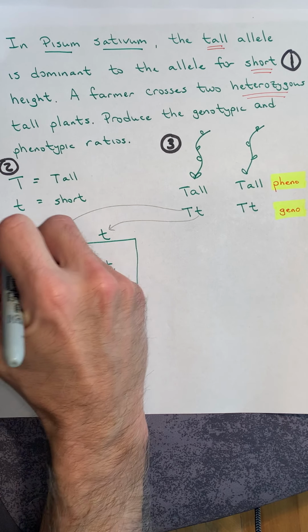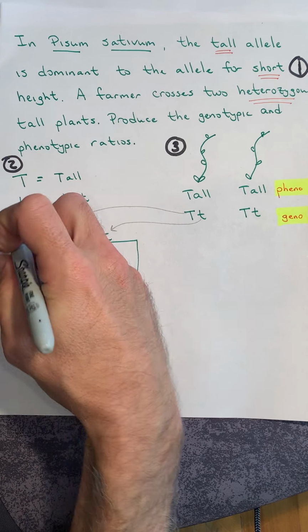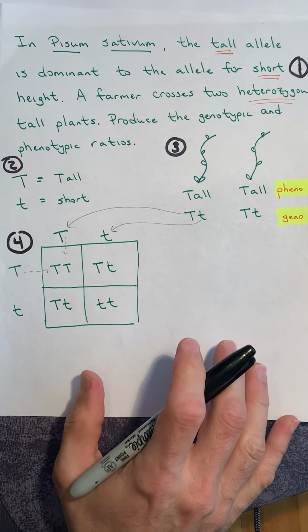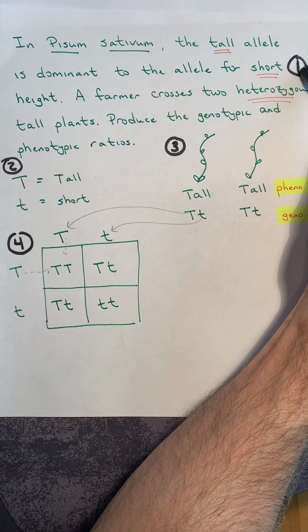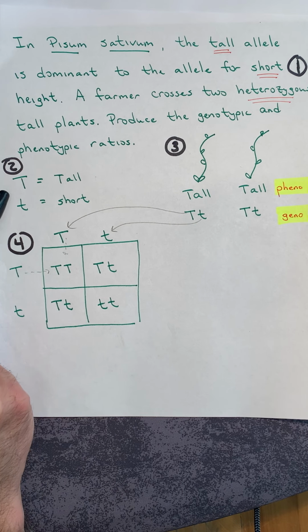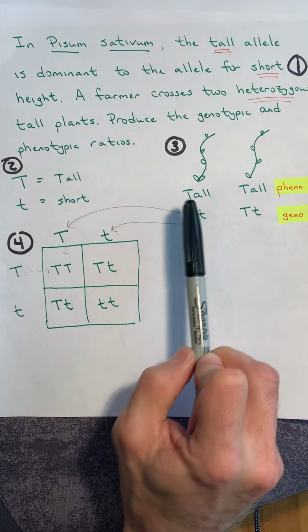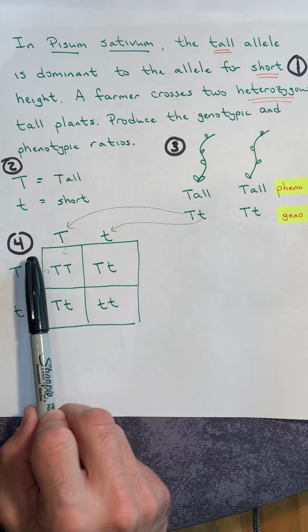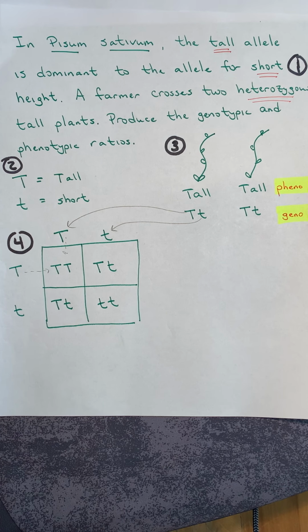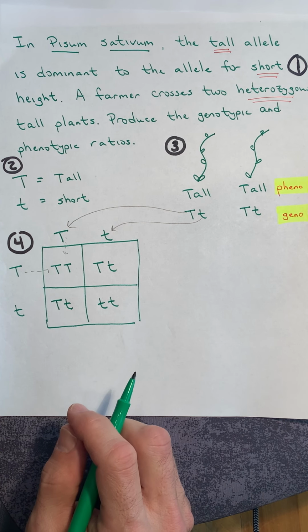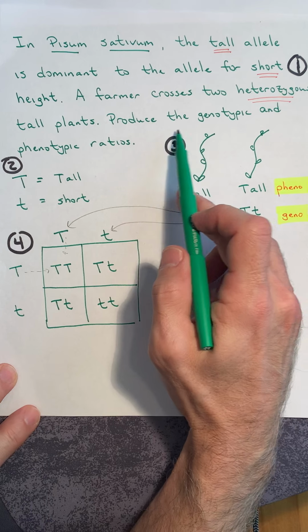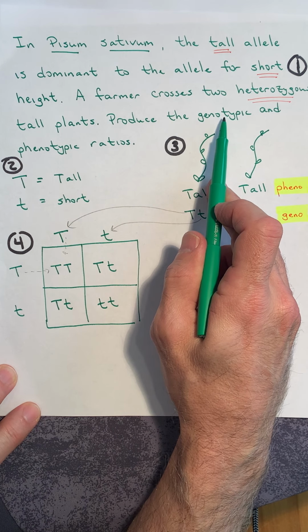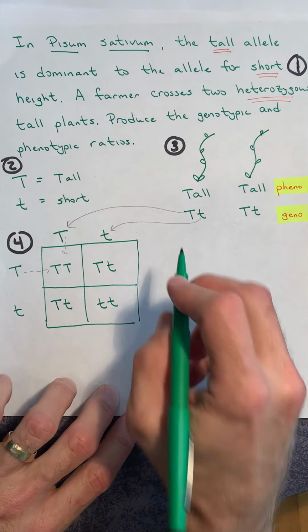This is step 4 of your genetics problem. So step 1, read the problem, figure out what your alleles are. Step 2, define the alleles. Step 3, draw out your parents, phenotype, genotype. Step 4, produce the Punnett Square. Now, step 5 is what the problem actually asked us to do. Produce the genotypic and phenotypic ratios.